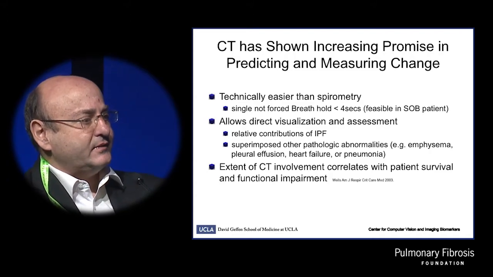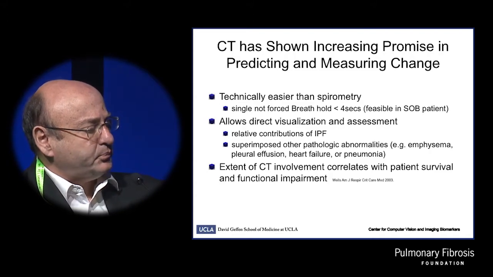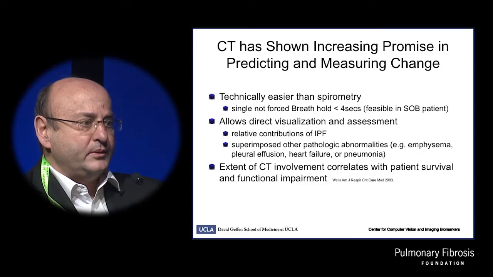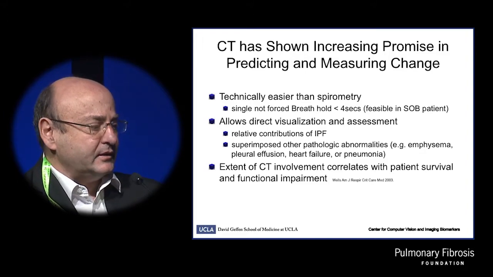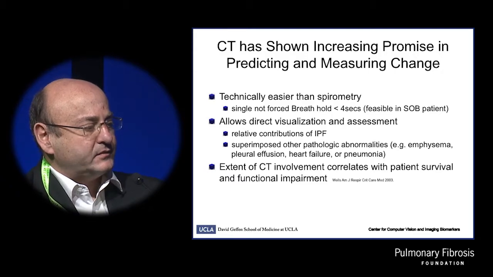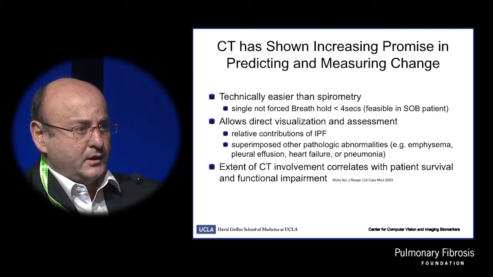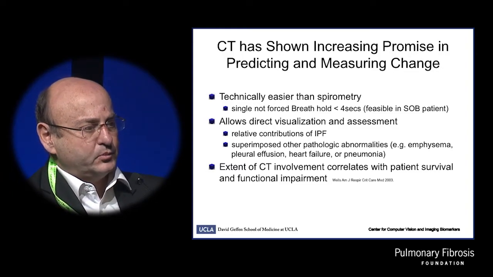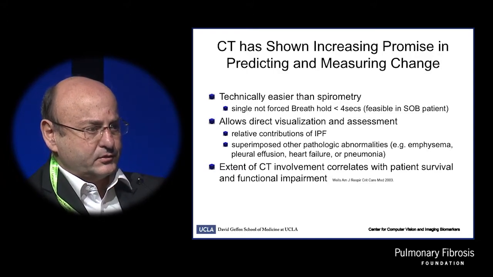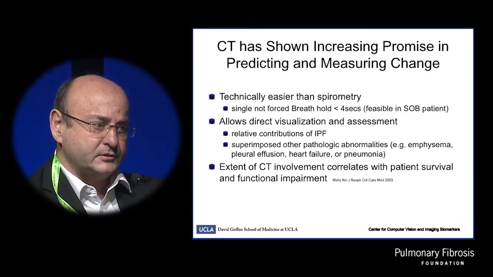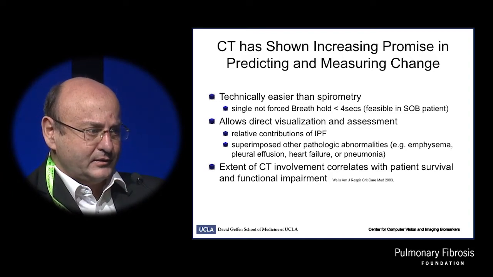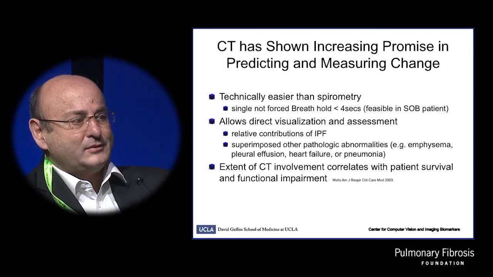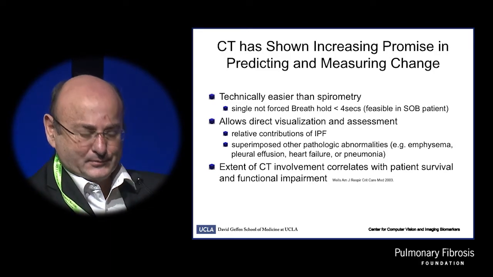It allows direct visualization and assessment of the relative components of IPF and superimposed other pathologies, because we know that comorbid disease is such an important component of assessing a patient with IPF. And the extent of involvement correlates with patient survival. Nearly everybody who talks about a scoring system in CT says, my system works because I can tell you that this patient will live longer than this patient. What they're telling you is, if there's a little bit of disease, when they look at you, you do better than a patient who has a lot of disease. That, to me, is not validation of any scoring system.